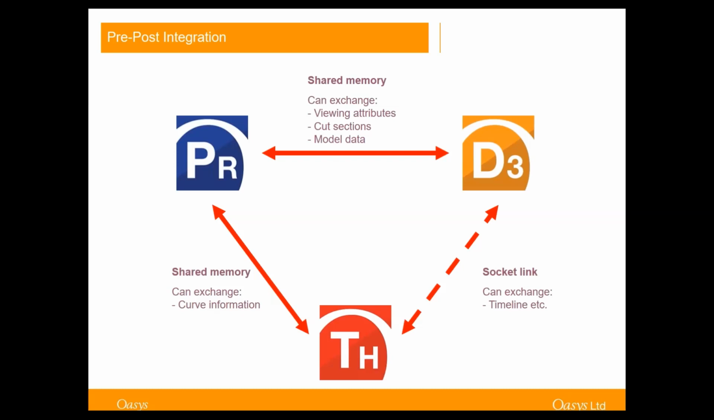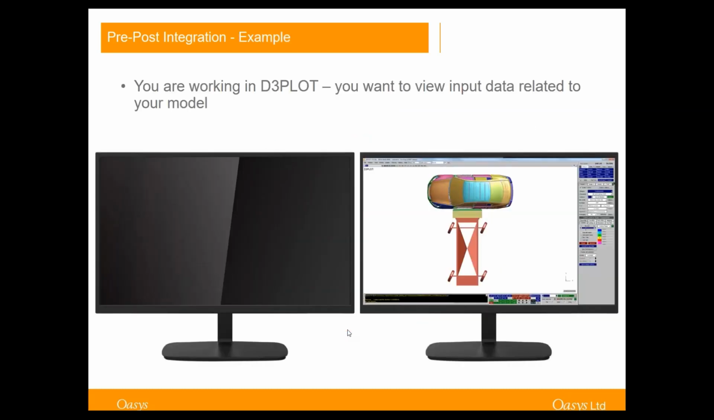So this diagram summarizes the links that are now available in version 15. The link between THIS and D3PLOT has been present for some time, and you're probably familiar with it. New in version 15 are the shared memory links between D3PLOT and Primer and between THIS and Primer. And those links allow the sharing of, for example, viewing attributes and cut sections between D3PLOT and Primer, and curve information between THIS and Primer.